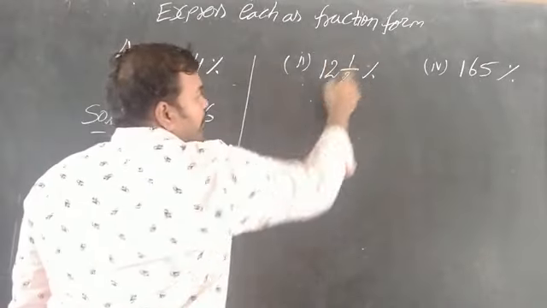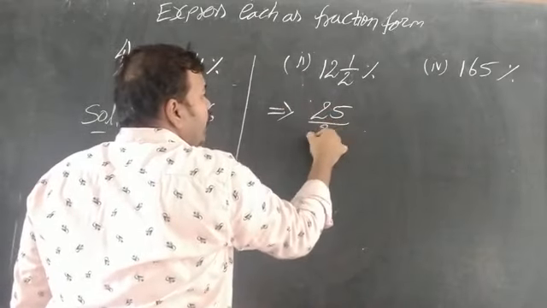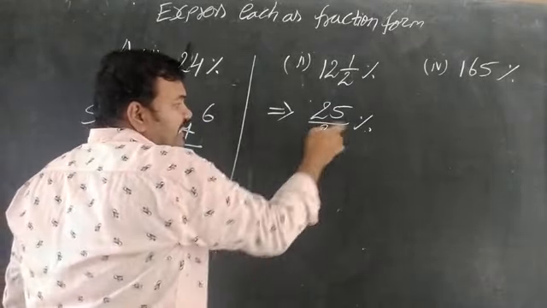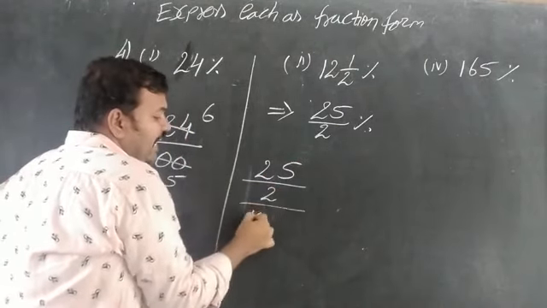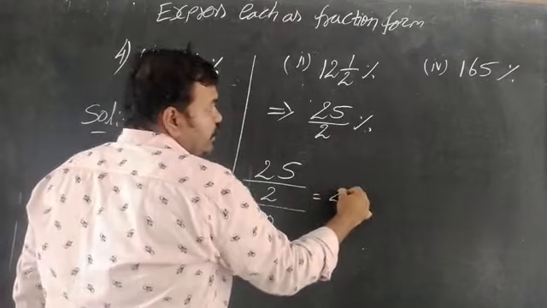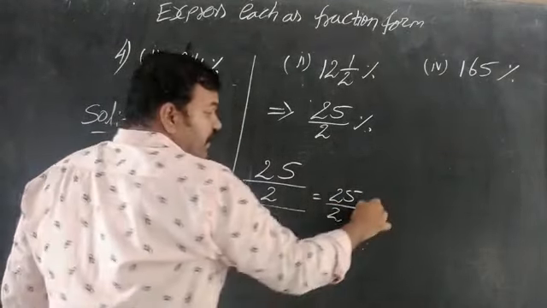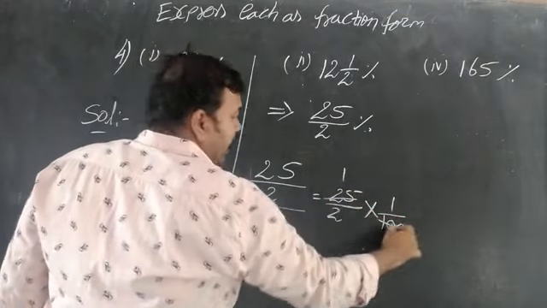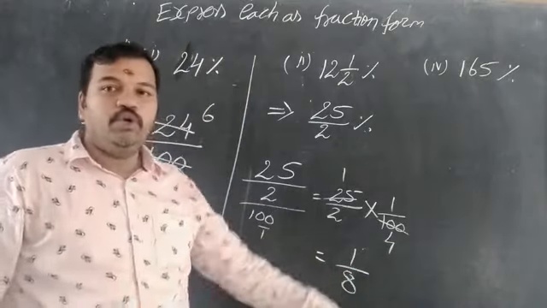12 2s are 24 plus 1, 25. Changing to mixed fraction form. 25 by 2 percentage. This will change as percentage, we don't want that. So 25 by 2 by 100, which will change as 25 by 2, and write 100 as 1 by 100, taking the reciprocal. Cancellation 25 table 1 time, 4 times, 1 by 8. 1 ones are 1, 2 fours are 8.